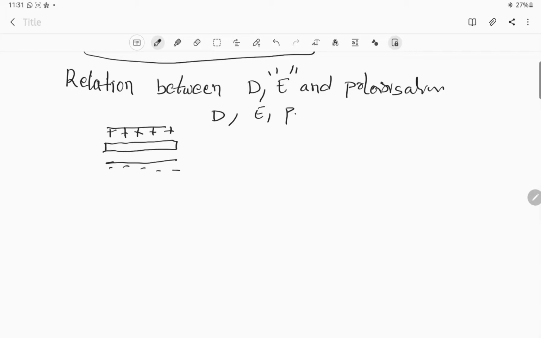Where dielectric material is introduced between the two condenser plates, the charges at the interfaces of the dielectric material will be opposite charges induced. You can see if there is a negative charge, exactly opposite to it you will get a positive charge. And where there is a positive charge at this metal plate, you will get a negative charge. Clear, everybody?